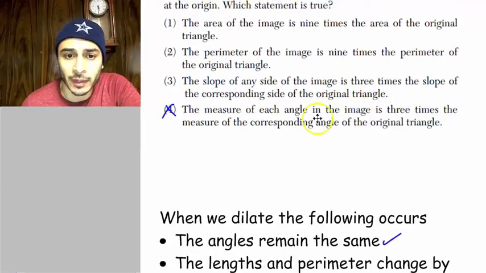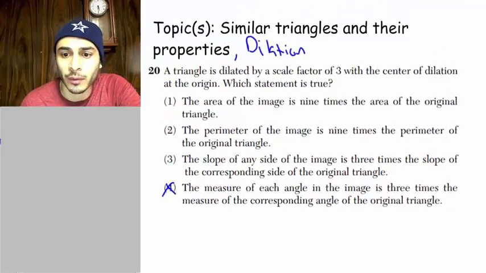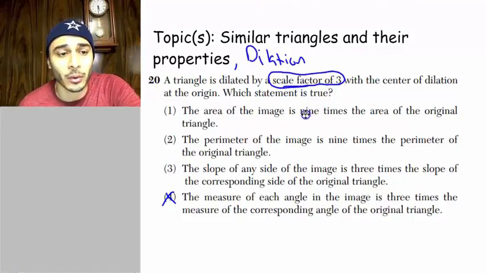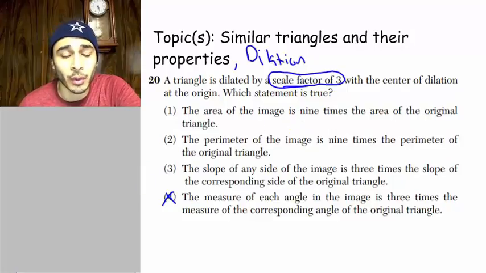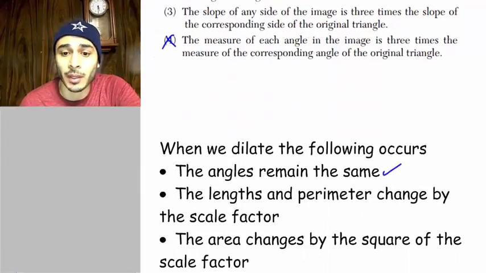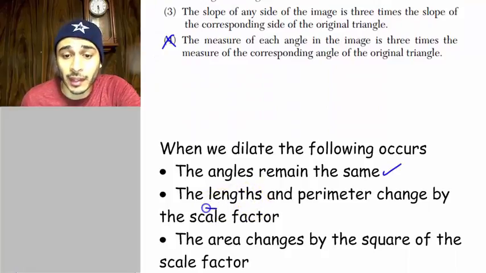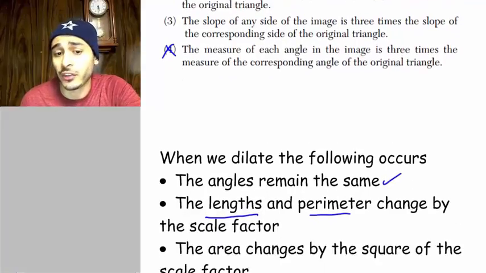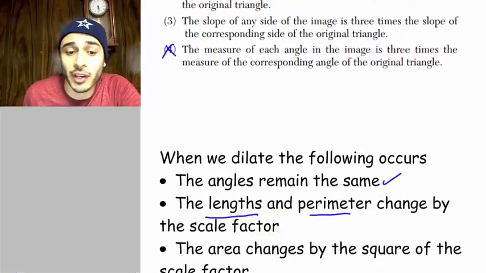Option 4 is out because it's saying that the measure of each angle in the image is 3 times the measure of the corresponding angle of the original triangle. That's not going to be true. Just because you dilate it by a scale factor of 3, that doesn't mean the angles are going to be 3 times as big. It only means that the sides are going to be three times as big, right? The lengths will be 3 times as big, and the perimeter will change by the scale factor, but not the measurement of the angles. So now what did I just say, right? I just said the lengths and the perimeter change by the scale factor.